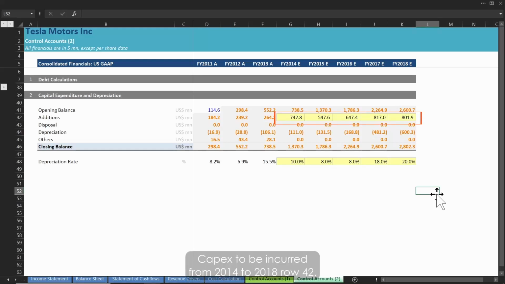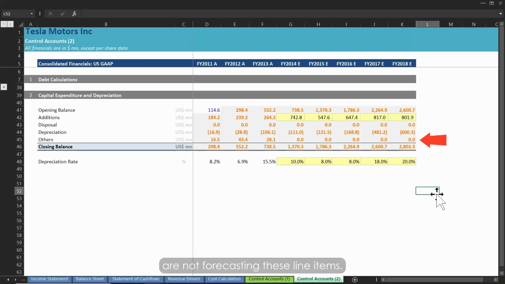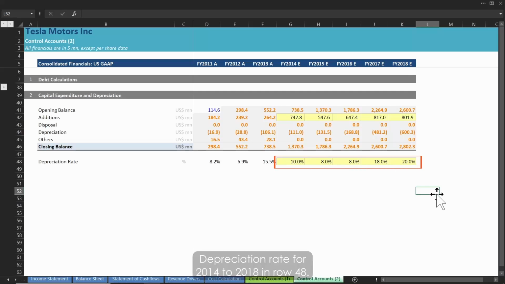For the forecast period, that is 2014 to 2018, we need to input relevant assumptions like 1. Capex to be incurred from 2014 to 2018, row 42. 2. Disposal in row 43 and others in row 45 can be filled as 0 because we are not forecasting these line items. 3. Depreciation rate for 2014 to 2018 in row 48.